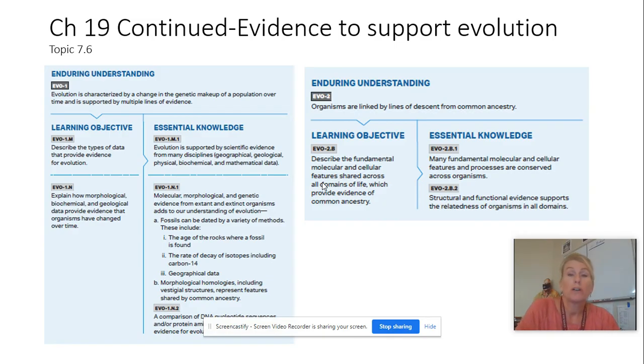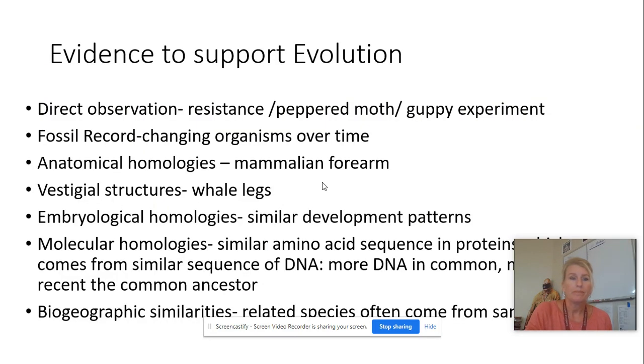We started with Charles Darwin and his theory of natural selection. And so for the remaining part of chapter 19, we're going to talk about the lines of evidence that support the theory of evolution. And once again, I posted the learning objectives set forth by the College Board for you. These are our many lines of evidence to support evolution.